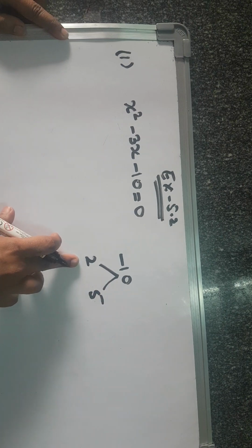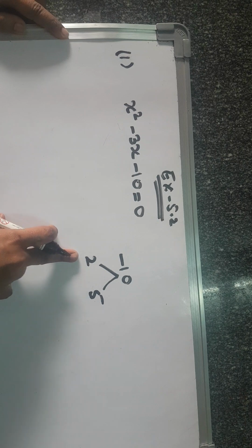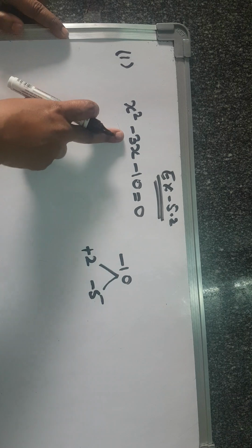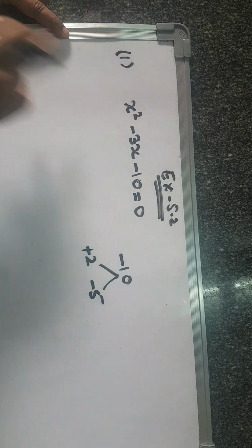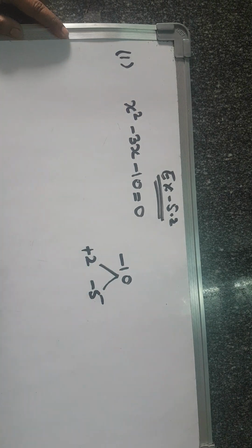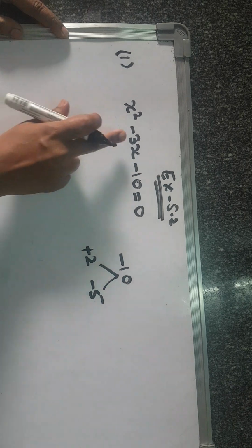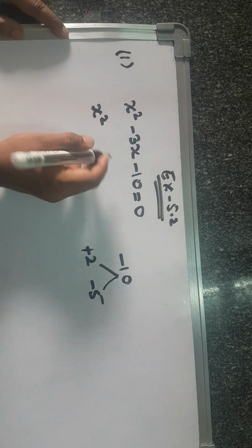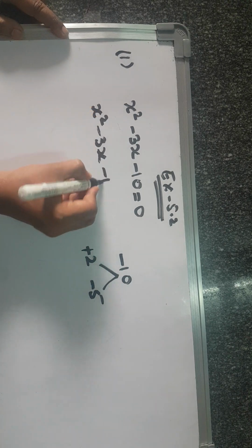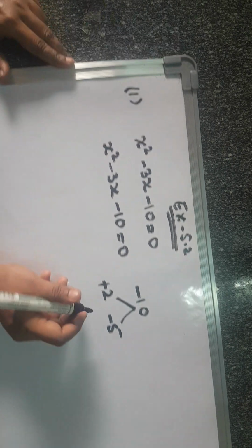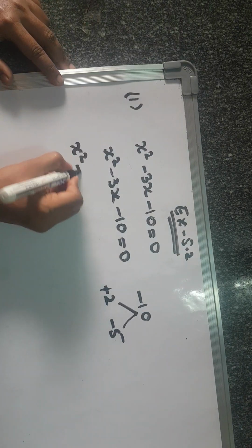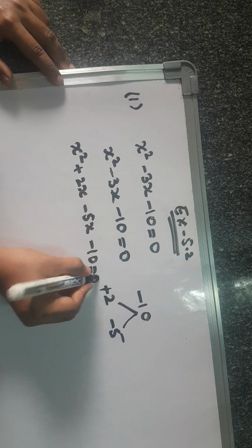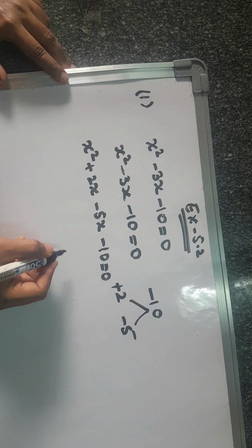Take 2 and 5, which is 10. 5 plus 2 gets the value 7. Since we need minus 3, the bigger number should carry the minus sign. Minus 5 plus 2 gets the value minus 3. Yes, this is satisfying the equation. So what can we write? x square minus 3x minus 10 equals to 0, means x square plus 2x minus 5x minus 10 equals to 0. You can write like this.